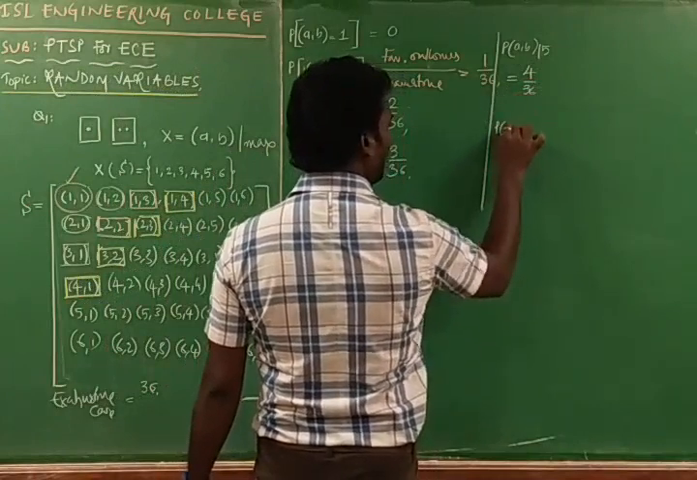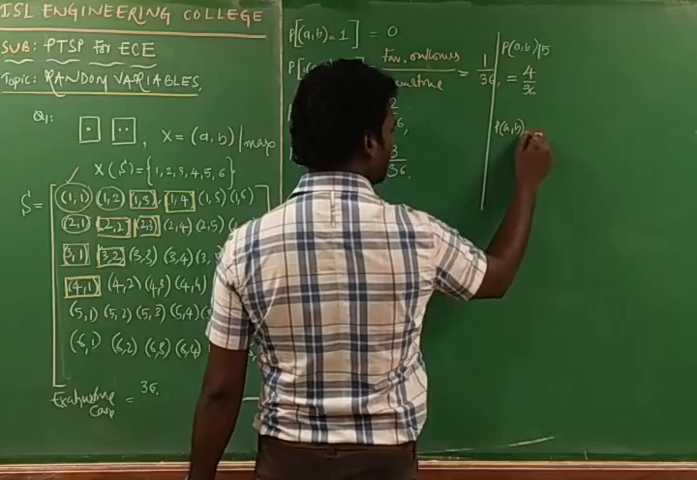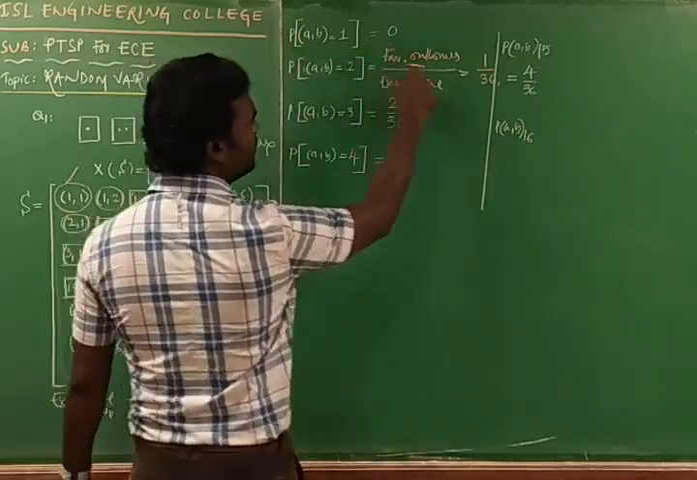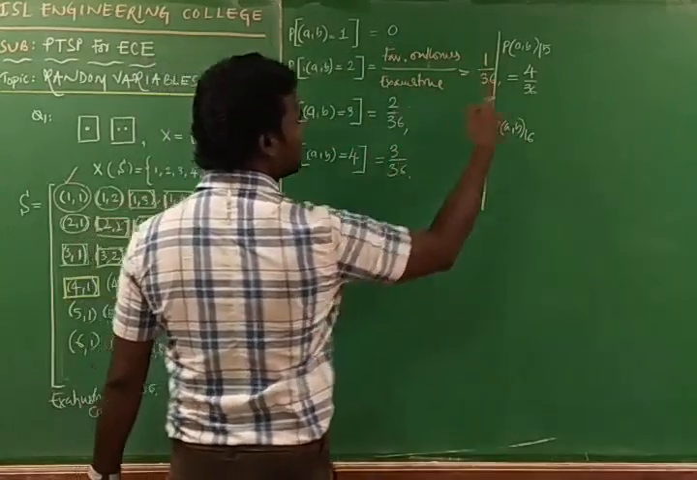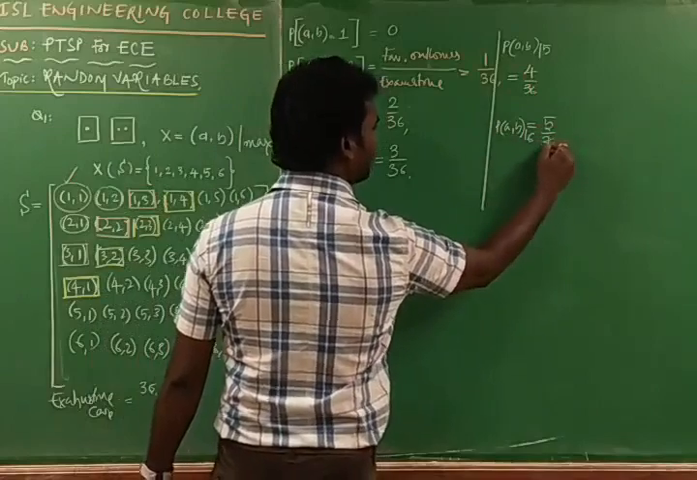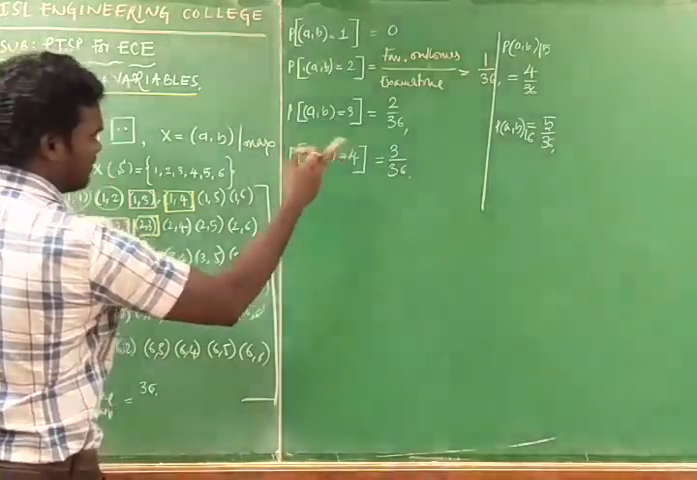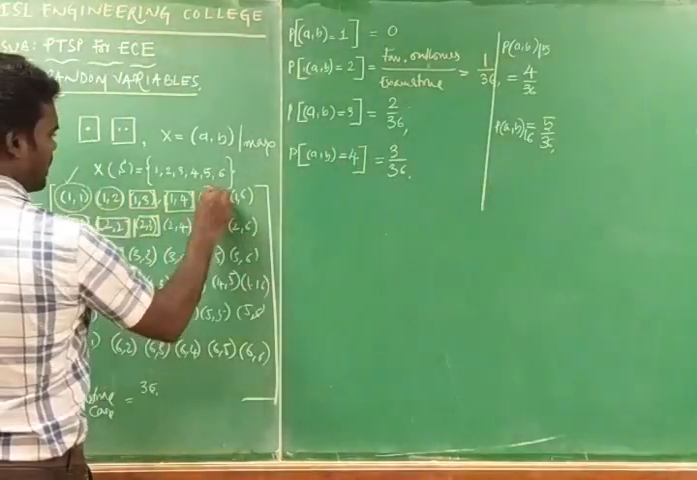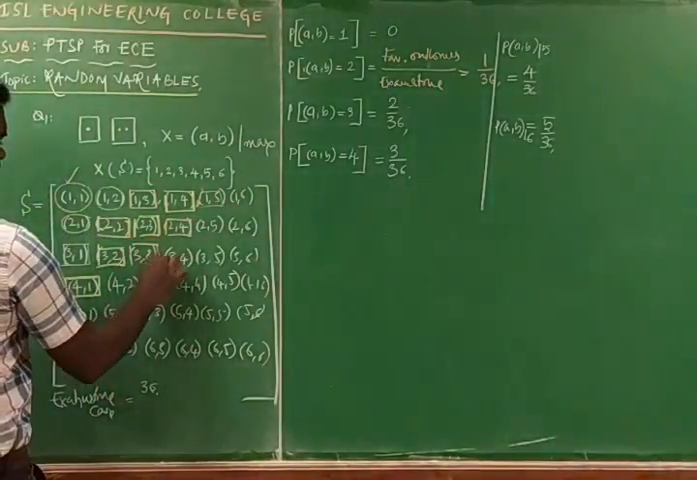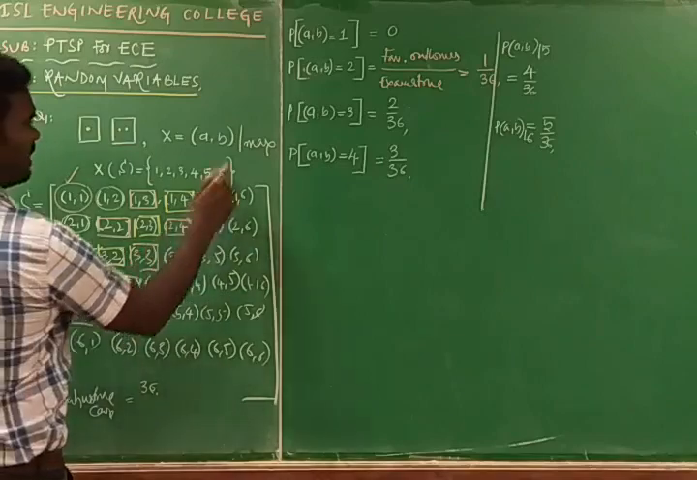Then probability of A comma B whose sum is equal to 6. Here we have 0, 1, 2, 3, then 4, and the next one will be 5. 5 by 36 we got. You can verify it now. To get the sum of 6, what are the pairs? 1 comma 5, 2 comma 4, 3 comma 3, then 4 comma 2, and 5 comma 1. 1, 2, 3, 4, 5.